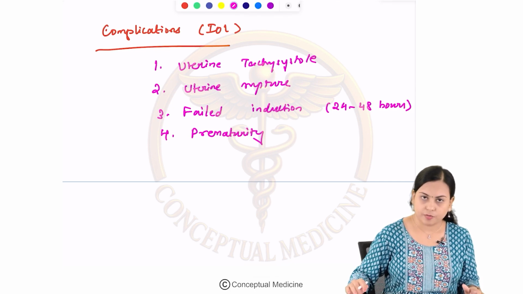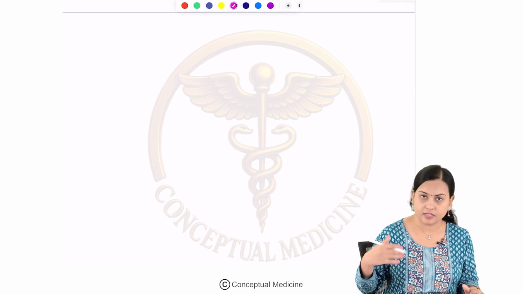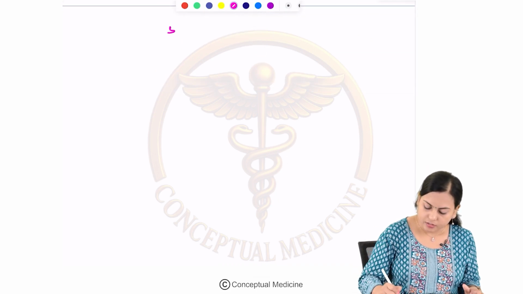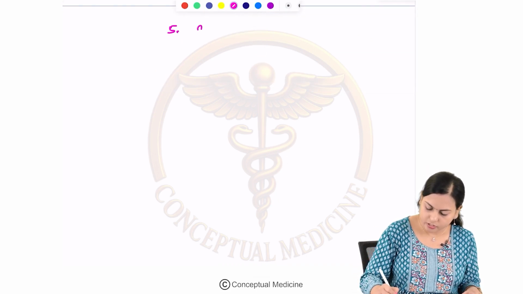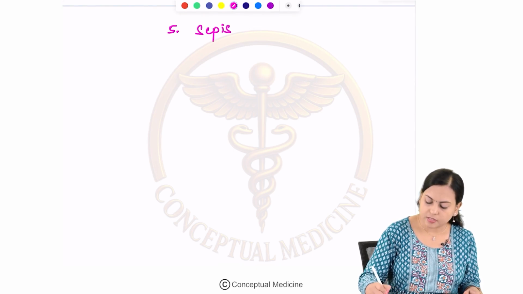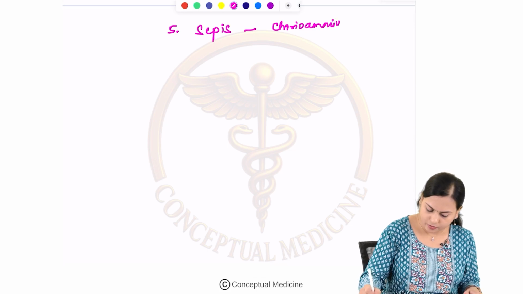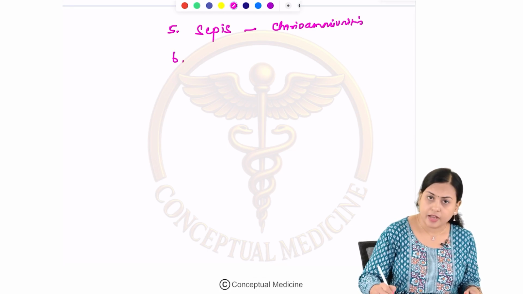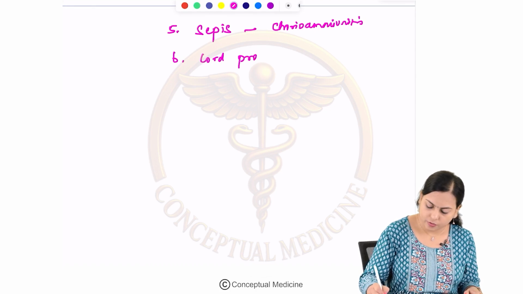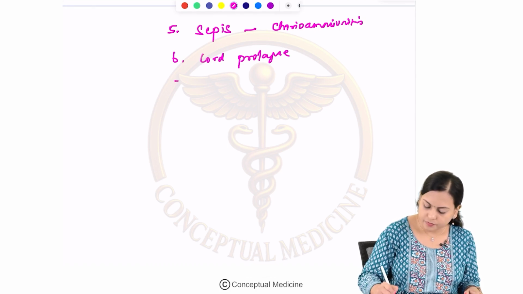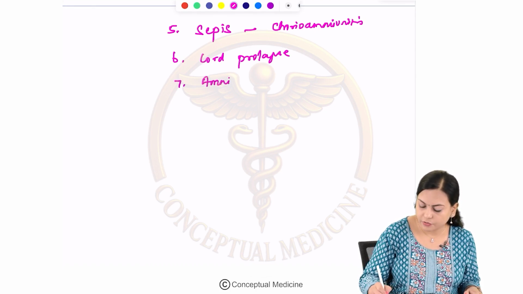Then there can be chances of prematurity if induction of labor is done prior to the gestational age, early in gestational age. Then there is chance of sepsis, which can be accompanied by chorioamnionitis. Then already we have seen there can be chances of cord prolapse or amniotic fluid embolism.